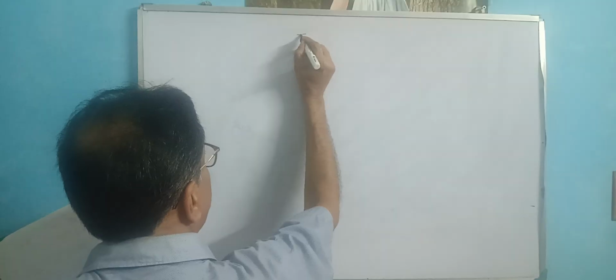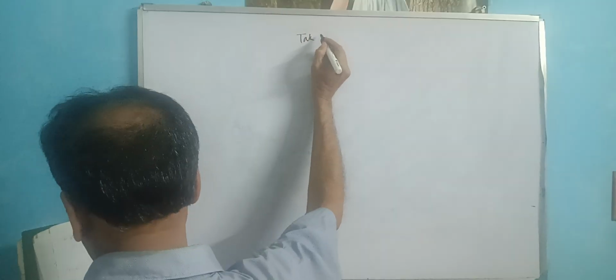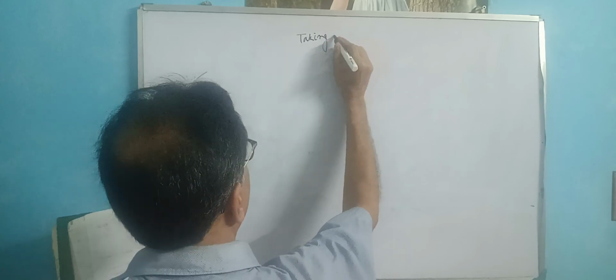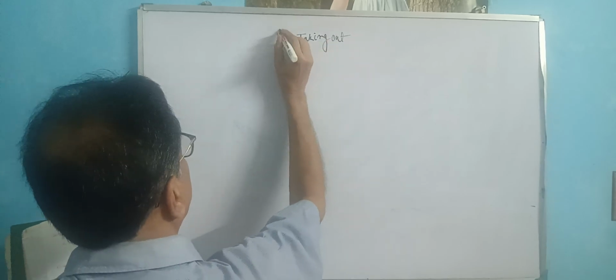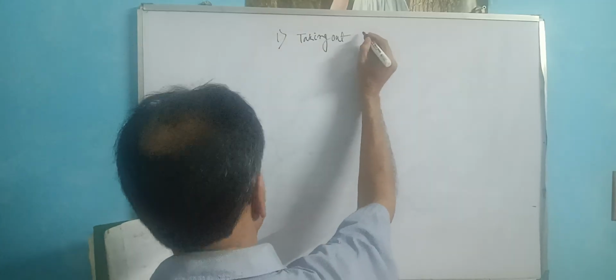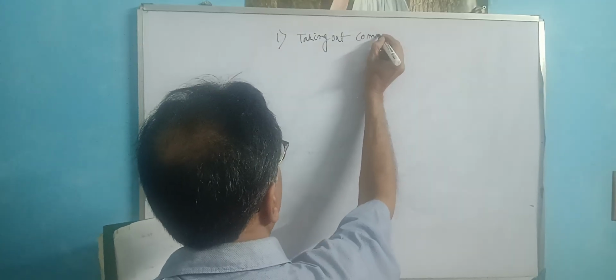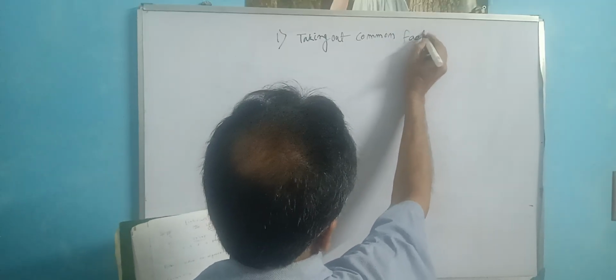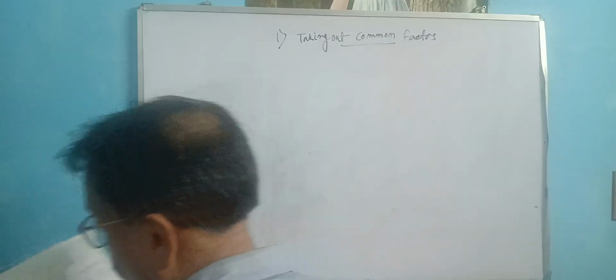Okay, now suppose here one sum, I just write down the sum. Factorization by taking the common factors. Factorization taking out, number one, factorization process, one part is first taking out common factors. First take out the common factors. This is the one process of factorization.